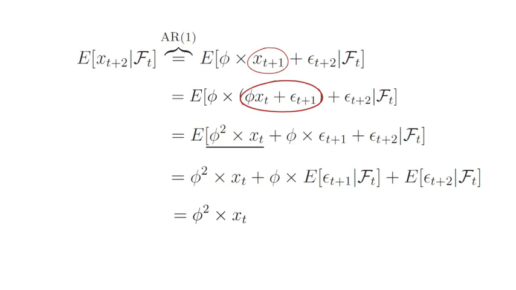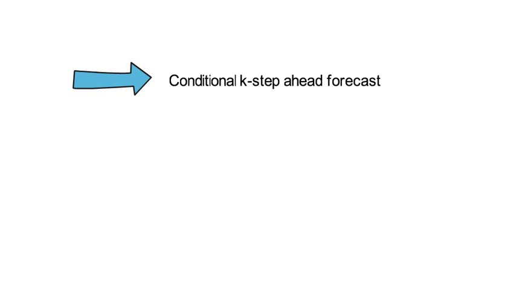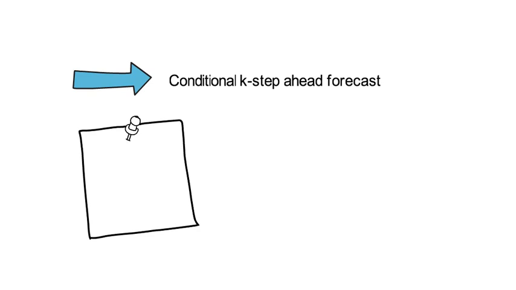2. Now we can generalize that exercise to a conditional k-step ahead forecast, where k is any number larger than 0. So we've verified so far that the conditional forecast for k equals 1 is simply phi times xt. The conditional forecast for k equals 2 has been phi to the power of 2 times xt. And now, maybe not surprising, we see in a minute that the k-step conditional forecast is simply phi to the power of k times xt.